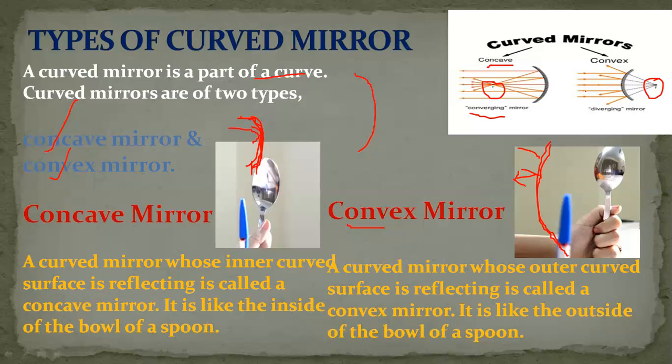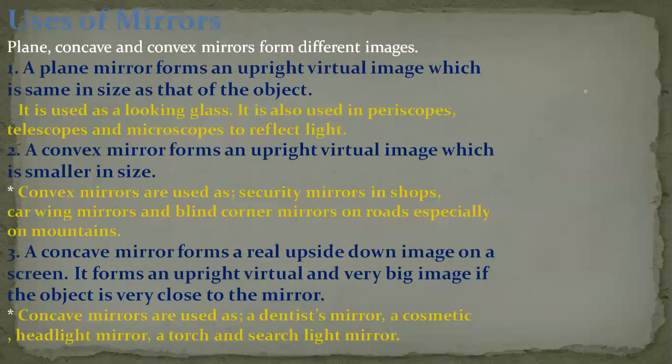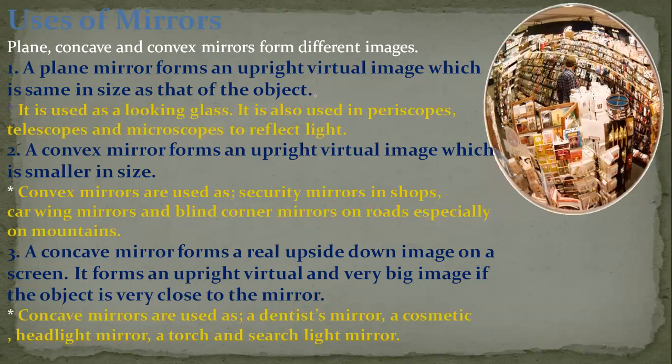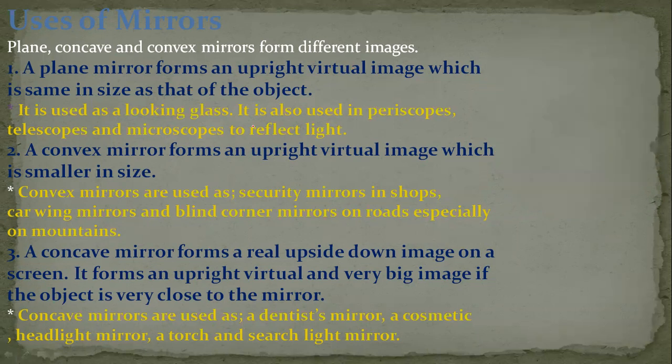Now we will see how these mirrors form images. First of all, we see the uses of these mirrors in our daily life. A plane mirror forms an upright virtual image which is the same size as the object, as we have seen before. A plane mirror is used as a looking glass. It is also used in a periscope. We have seen this in the telescope, in microscopes, or to reflect light.